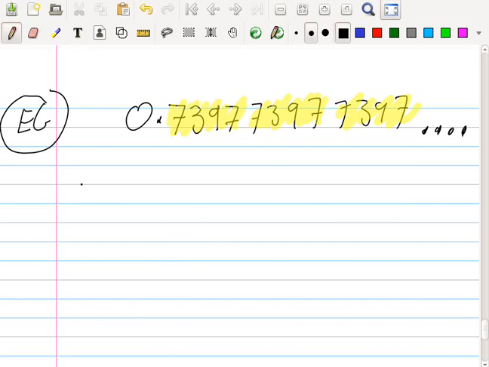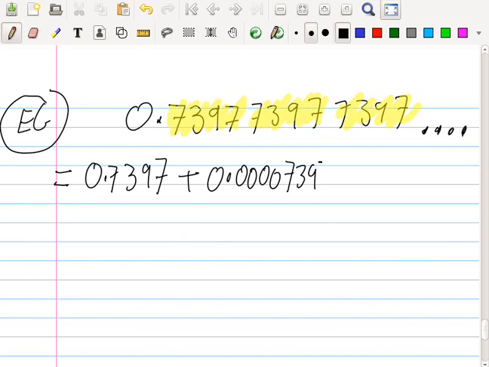Well, what we do is we recognize that this is equal to 0.7397 plus 0.00007397 plus 0.000000007397, and so on. This looks a lot like our infinite sum from the start of the class. Except what number do you need here? You need 1. Yeah, remember we need 1 here.